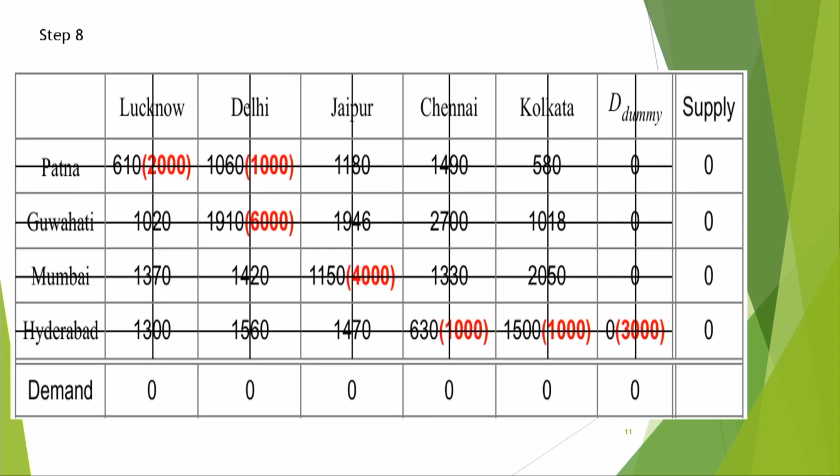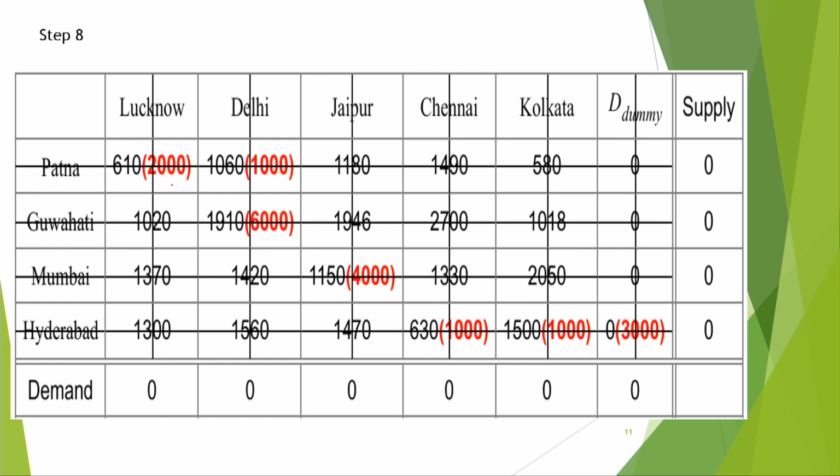That means you are supplying this way 2000. Wherever nothing is there in the red letter, that means no supply is there: from Patna to Jaipur nothing has to be supplied, from Patna to Chennai nothing has to be supplied, from Guwahati to Chennai nothing has to be supplied, like that. So we have to supply only Patna to Guwahati, Patna to Delhi, like that.